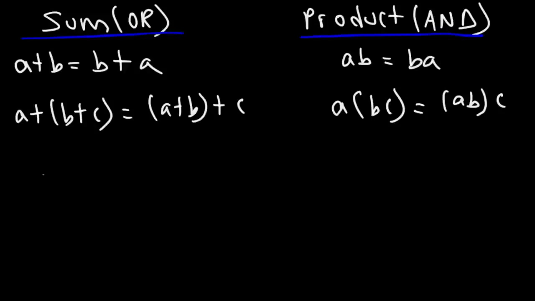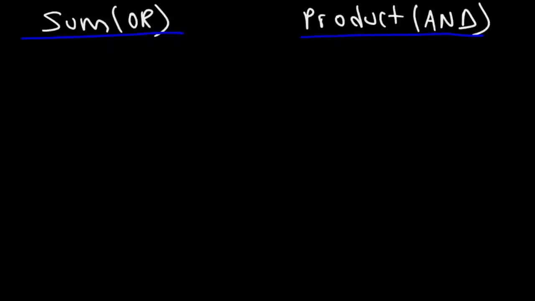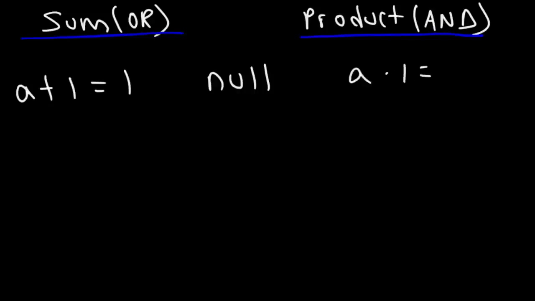The next one is the identity rule. A plus 0 is equal to A. And A times 1 is also equal to A. The next one is the null property. A plus 1 is equal to 1, and A times 0, rather, is equal to 0.